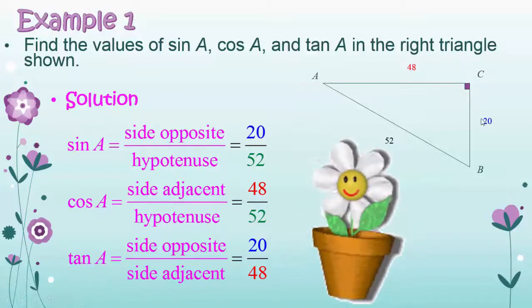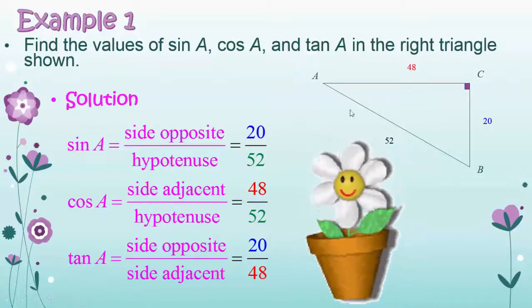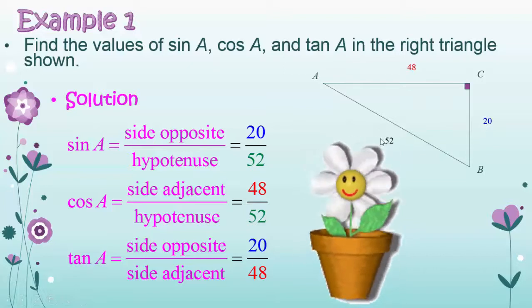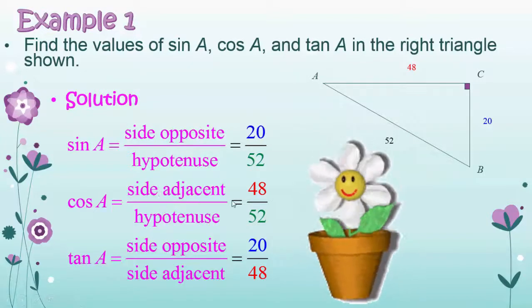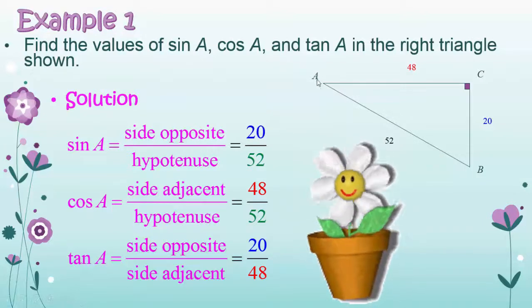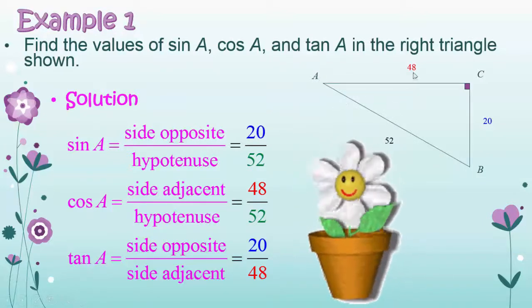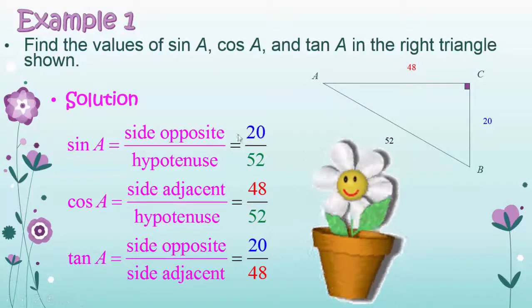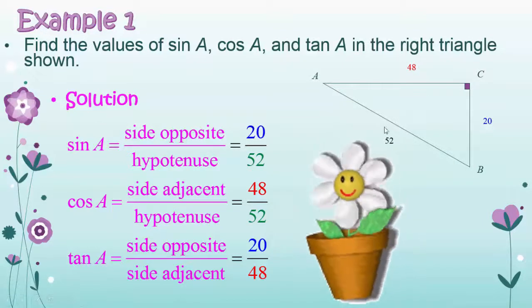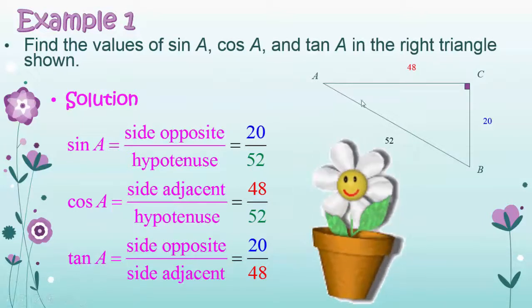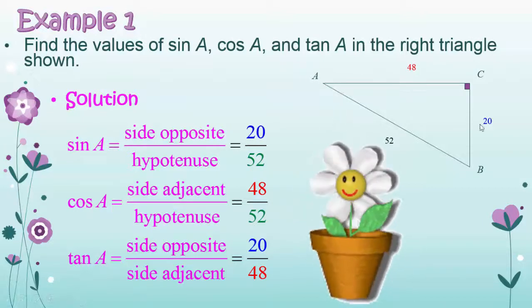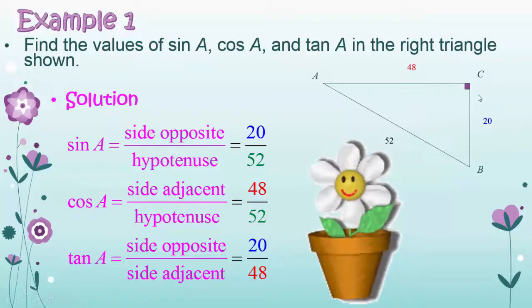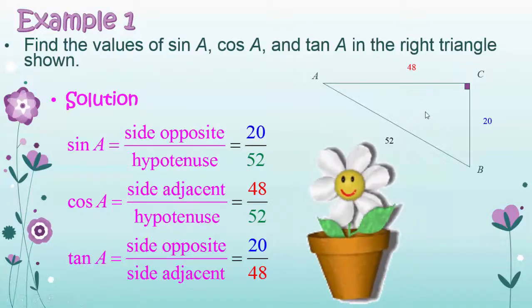We're going to use our definitions of sine, cosine, and tangent, however you want to remember them. We start off with the sine of A, because we're talking about A. The definition of sine is opposite, which is the 20, over the hypotenuse, which is 52. Our definition for cosine is the adjacent side. Adjacent means it's right next door to the angle, so that's 48, over the hypotenuse. And then finally, our tangent of A is the opposite, 20, over the adjacent, which is 48.